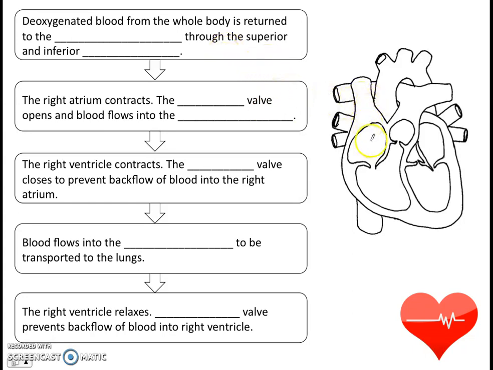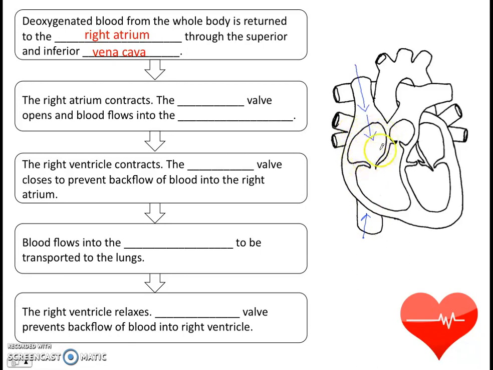Alright, so we're going to start our description up here. Here, deoxygenated blood from the whole body is returned to the right atrium, this chamber here, through the superior and inferior vena cava. This is the superior vena cava, which brings deoxygenated blood from the upper half of the body, and the inferior vena cava, which brings deoxygenated blood from the lower half of the body into the right atrium. It comes up behind the heart, so you can't really see the back part of it here.